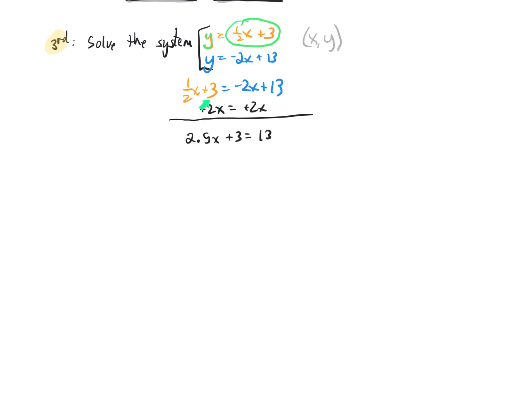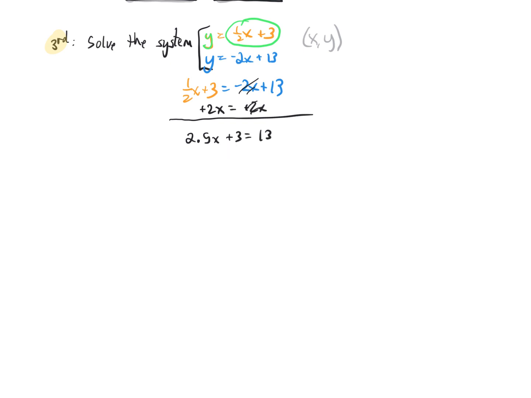We will add 2x to both sides so that there's no more x's on the right. So negative 2x plus 2x is 0. All that's left is 13. Do the same thing on the left side, plus 2x. Keep the scales balanced. 2x and a half of x is 2.5x. So we have 2.5x plus 3.